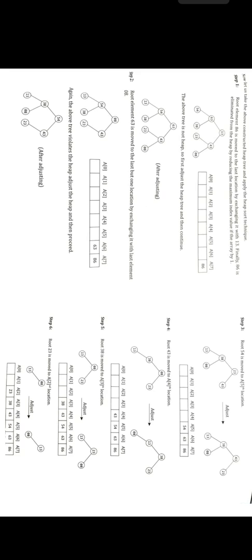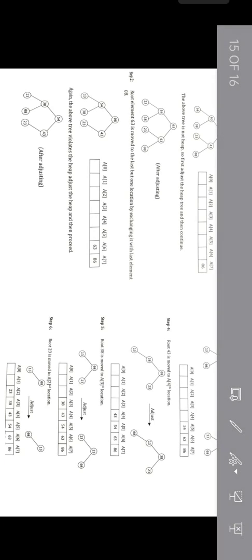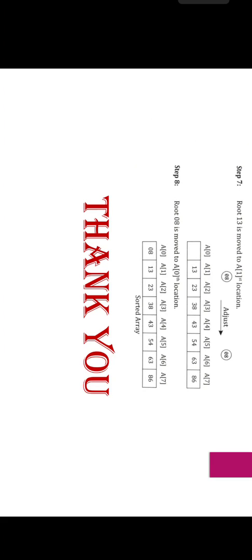Root 54 is moved to the A5 location. This way, it goes on and sorts the elements and makes a complete binary tree. Thank you.